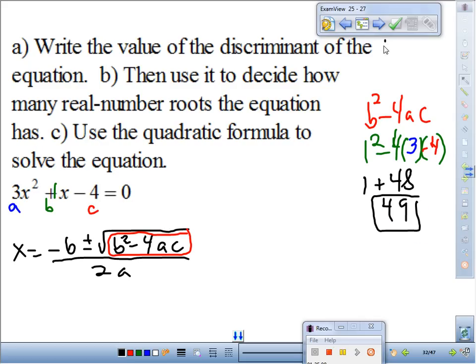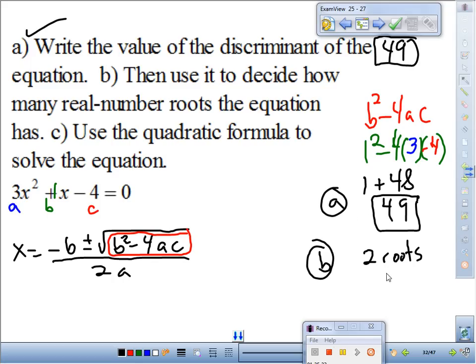That's part A, 49. So we're done with A. B, use it to decide how many real number roots the equation has. It's a positive number, so that means we have two roots. So you need to write two roots for part B. This is part A. What if it was a negative? Zero roots, very good. What if it was a zero? One root, okay? So we got that.